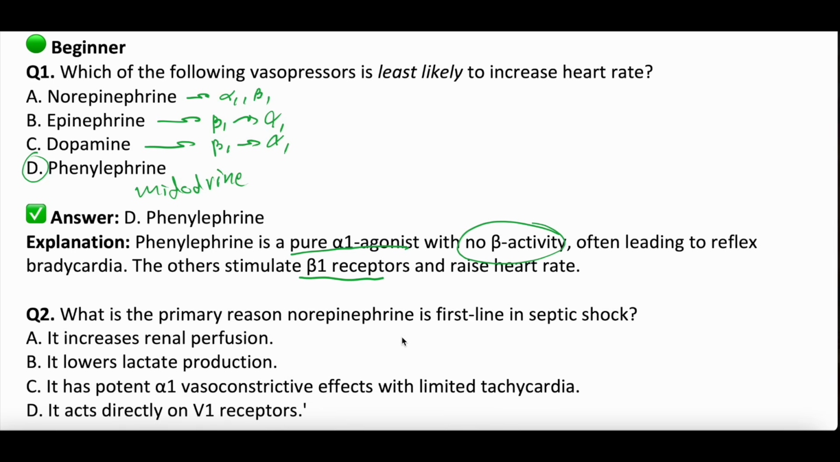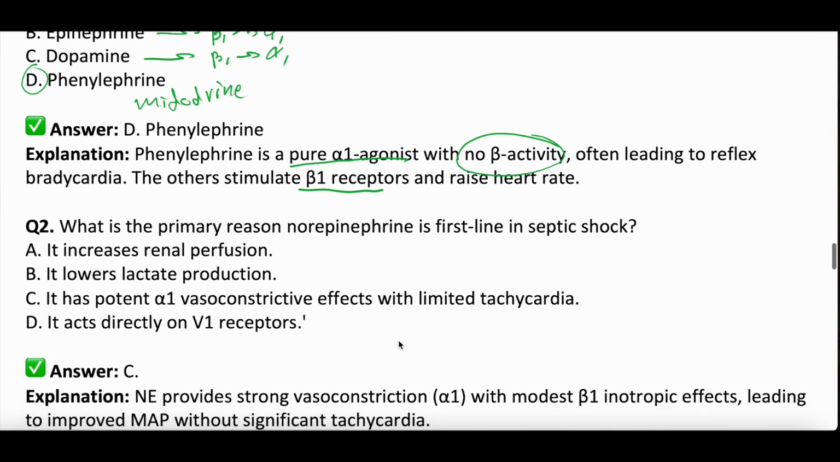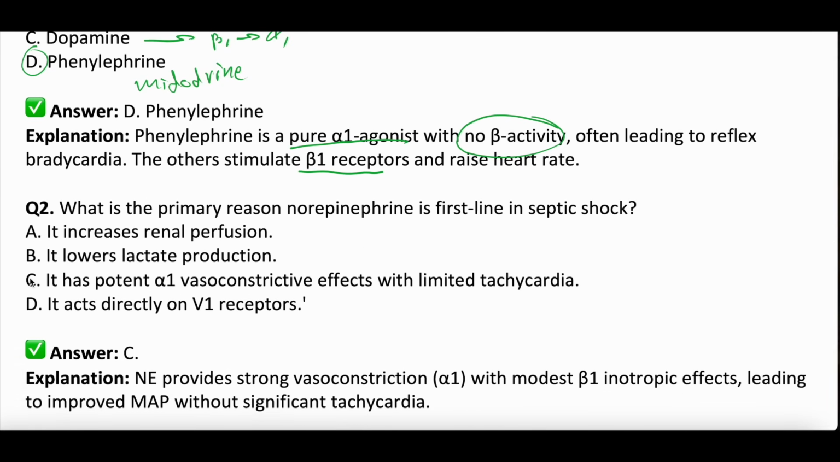B, it lowers lactate production. C, it has potent alpha-1 vasoconstrictive effects with limited tachycardia. Or D, it acts directly on V1 receptors. All right, answer, pause here if you need to. The answer is C, norepinephrine: it has potent alpha-1 vasoconstrictive effects with limited tachycardia.